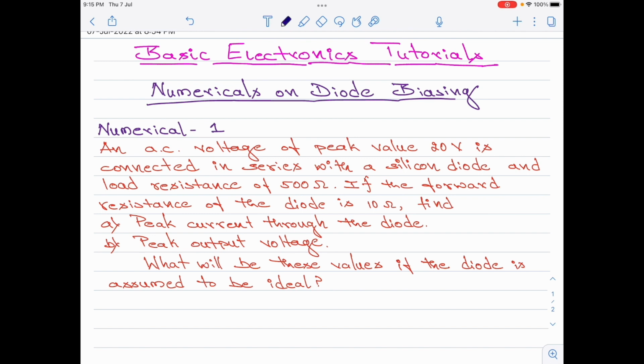Right, the question is quite simple here. We have an AC voltage source connected in series with a diode and a load resistor. The peak value of the AC voltage source is 20 volt and the load resistance is 500 ohms. Also, the forward resistance of the diode is said to be 10 ohms. Let us start the solution part by writing the circuit for the given configuration.